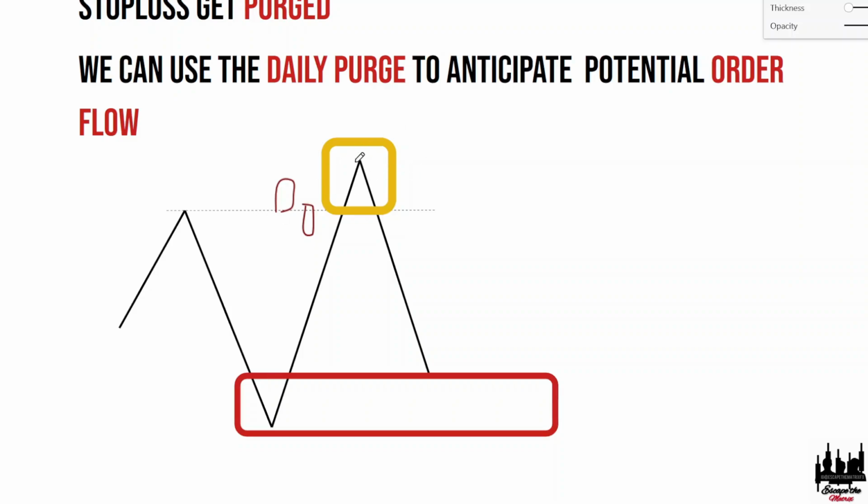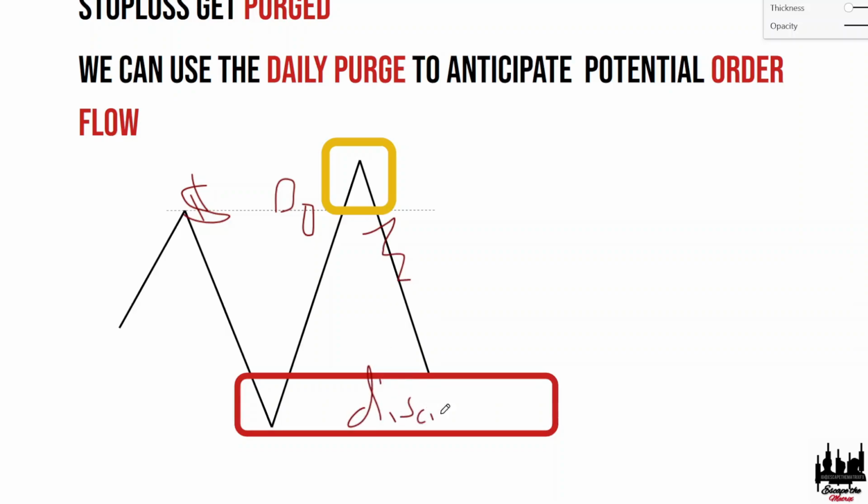So once you determine and confirm your purge, you're expecting what? In this instance, a bearish order flow. Why? Because the buyers were trapped. So once the buyers got trapped, you expect a bearish order flow. Until when? Until your discounted area.